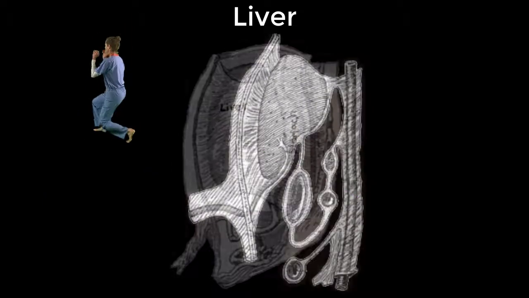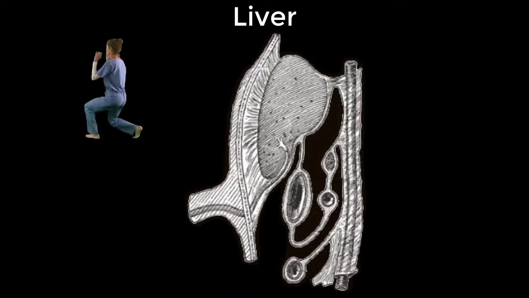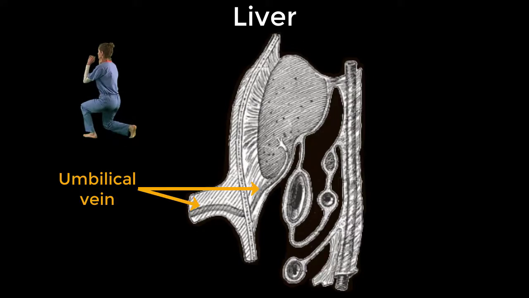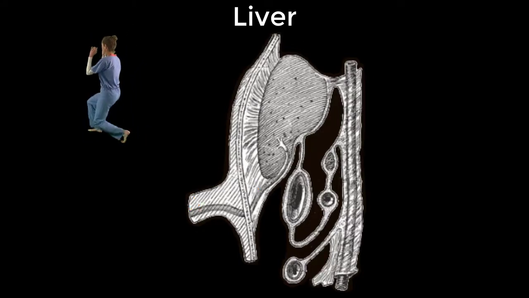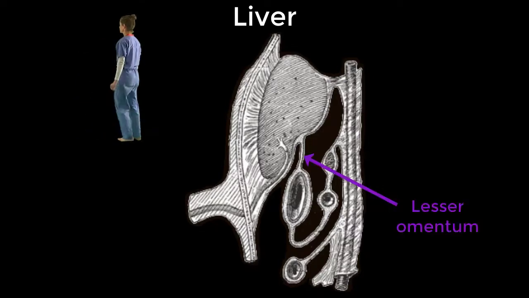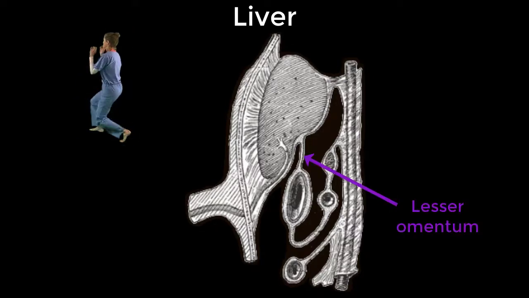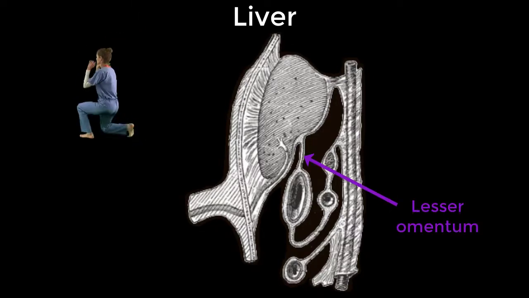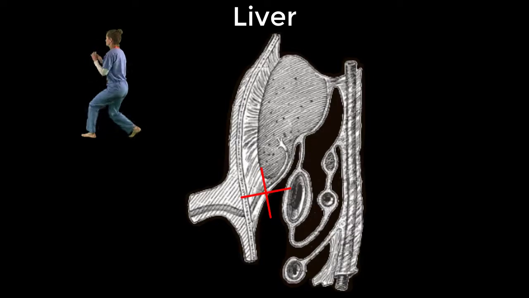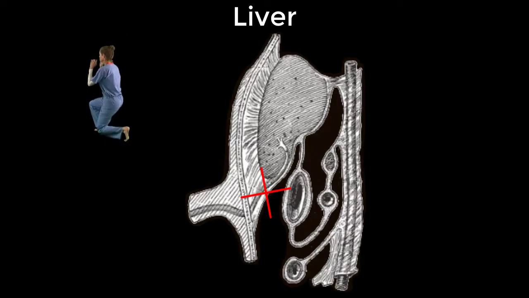Running within the falciform ligament was the umbilical vein that brought oxygen-rich blood from the placenta to the embryo and later the fetus. As we previously saw, the ventral mesogastrium then became the lesser omentum following rotation of the stomach. Following birth, the umbilical vein that's housed within the falciform ligament closes and becomes the round ligament of the liver.